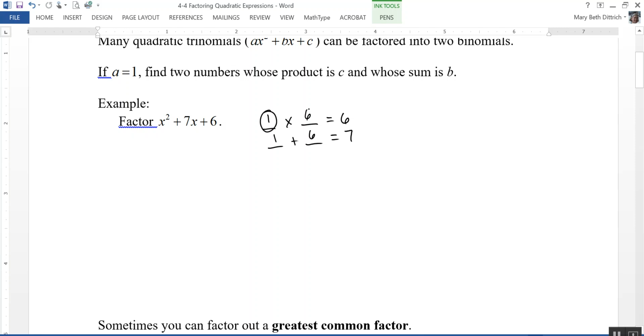So those are the two numbers that I'm going to put directly into parentheses with x's. So that's going to be x plus 1 times x plus 6. So the two binomial factors of x squared plus 7x plus 6 are x plus 1 and x plus 6. And if you wanted to check this, you would FOIL this, that is just distribute, multiply it out, and you will get that trinomial expression.